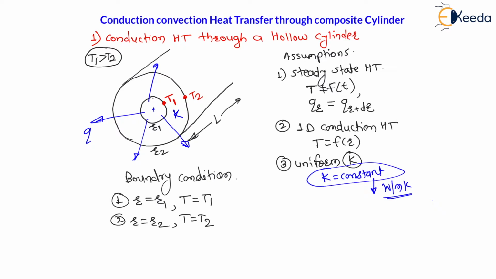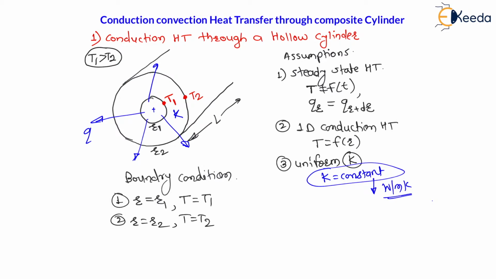Now here, as the location changes, the area goes on changing, right? Now for conduction, we always consider the perpendicular area. So here the conduction is going radially outward. Therefore, the perpendicular area will be this perimeter, right? That is, circumference of a circle into length. Circumference into length will be the perpendicular area for this radially outward direction.